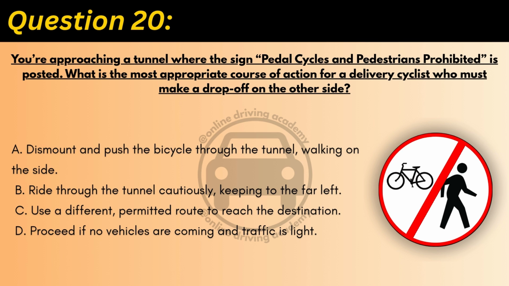Now the only answer that's telling us to use a different permitted route will be option C. Therefore option C will be your correct answer. All other options are illegal because it's still telling you to use that road or the tunnel.